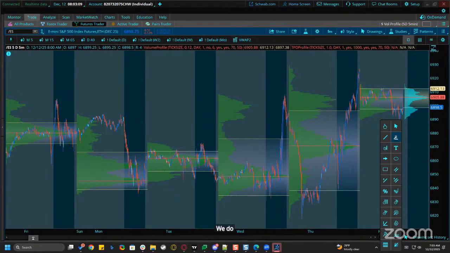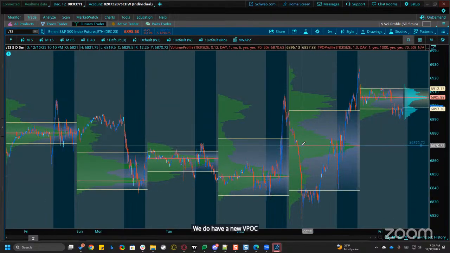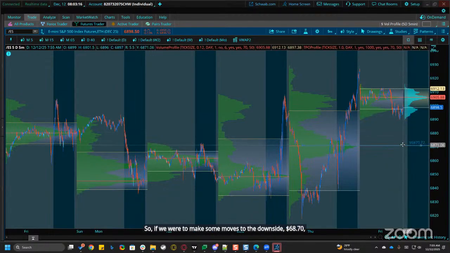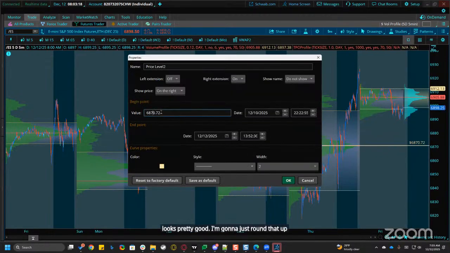We do have a new VPOC from yesterday. So if we were to make some moves to the downside, 68.70 looks pretty good. I'm going to just round that up to the nearest point.